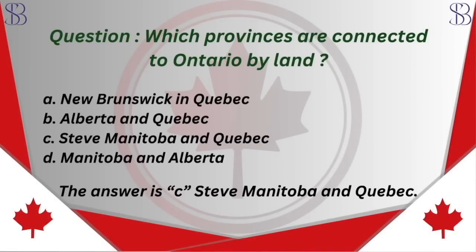Question. Which provinces are connected to Ontario by land? A. New Brunswick and Quebec, B. Alberta and Quebec, C. Manitoba and Quebec, D. Manitoba and Alberta. The answer is C. Manitoba and Quebec.